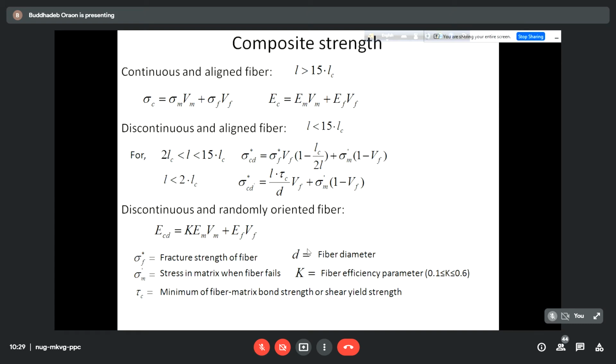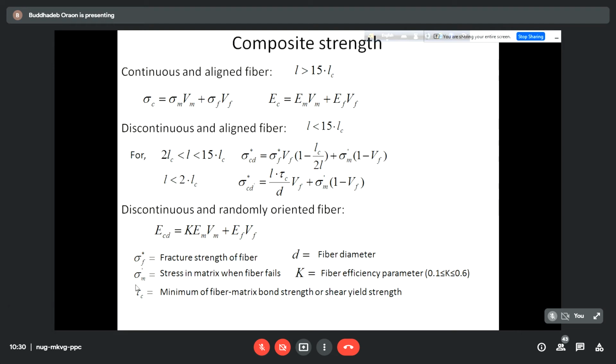So if we are to calculate the elastic modulus, then this is the expression. Actually, in short, this factor in here is called the fiber efficiency parameter. We have discussed the fiber efficiency parameter by this expression. It is normally 0.1 to 0.6.